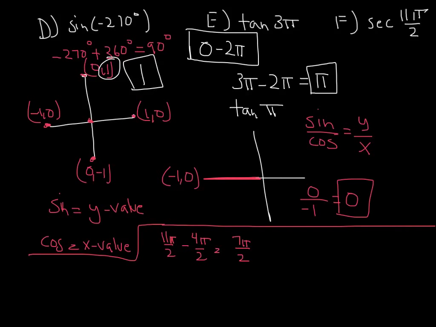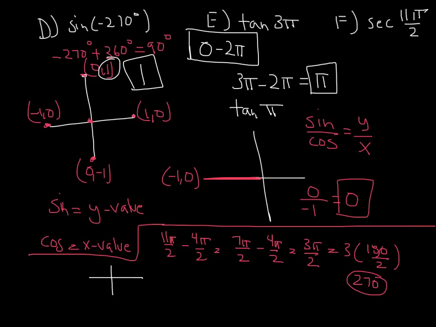Hey, that's still too big. I'm going to subtract another 2 pi, which is subtracting 4 pi over 2. 3 pi over 2. All right, let's see what that angle is. 3 times 180 over 2. 180 over 2 is 90. 90 times 3 is 270. All right, so that is the angle that we're interested in. So let's go ahead and draw that. That is going to be south. 270 is south right there.